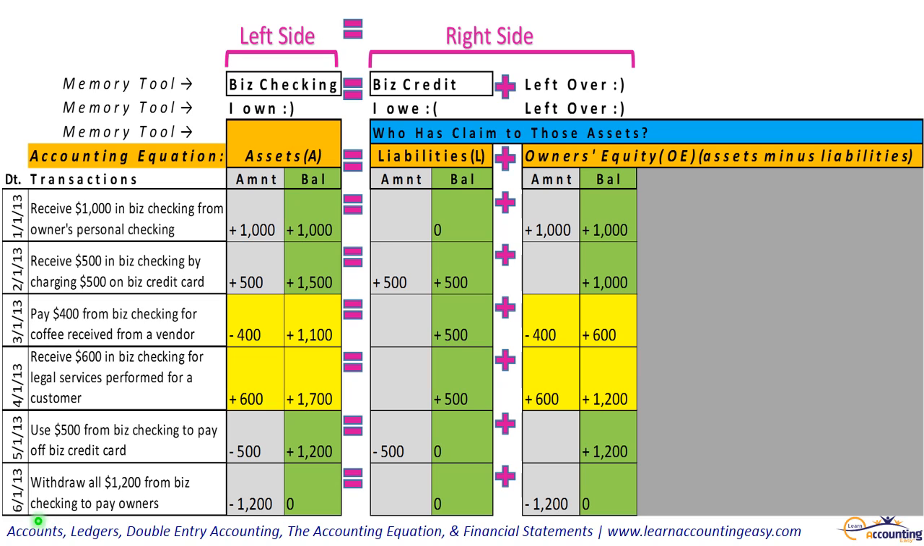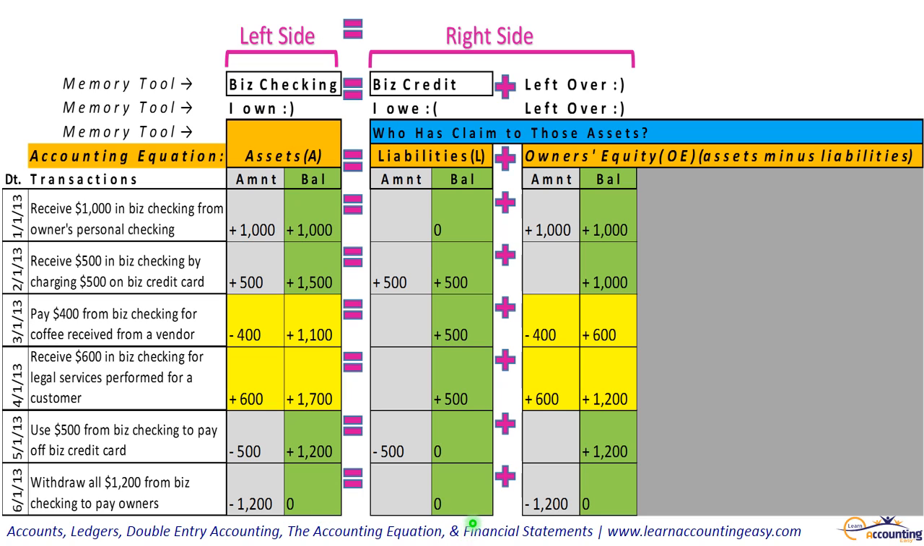Now the last transaction in our example here is June 1st. We withdrew all $1,200 from business checking to pay the owners of the business. So we start on the left side with the asset account cash. It went down $1,200, so we put the minus $1,200 here. We've got the balance of 0 as of June 1st.